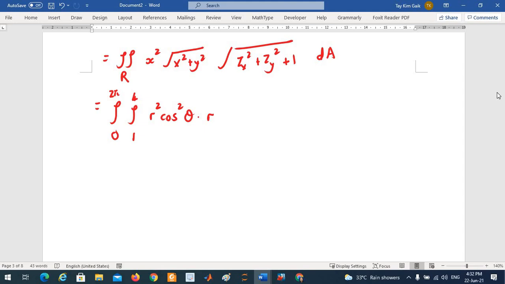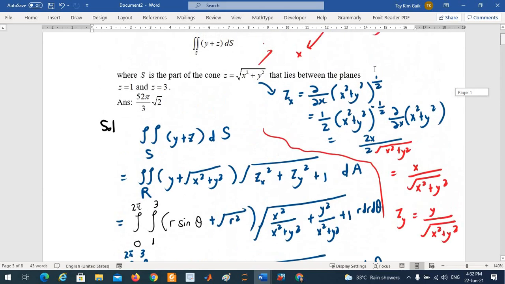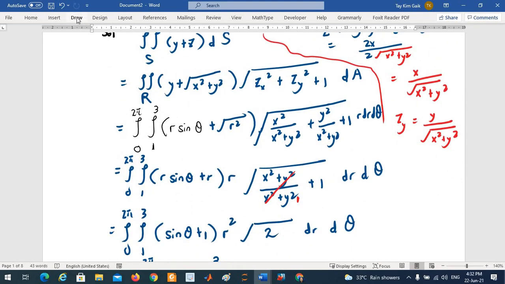Okay, and then the square root of zx squared plus zy squared plus 1 we have shown in question 1 is third 2. dA is r dr d theta. In this part, because of the same cone equation in equation 1 and 2, zx is x over square root of x squared plus y squared, zy is y over square root of x squared plus y squared. So this part is the same, and you solve it, you have third 2 r dr d theta.